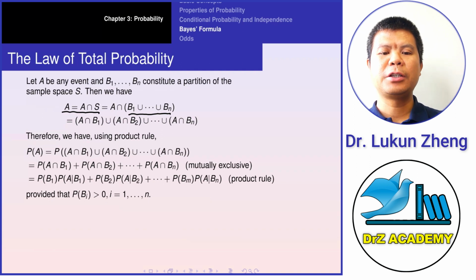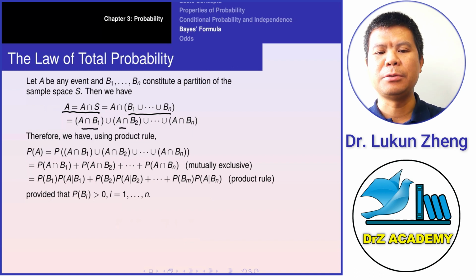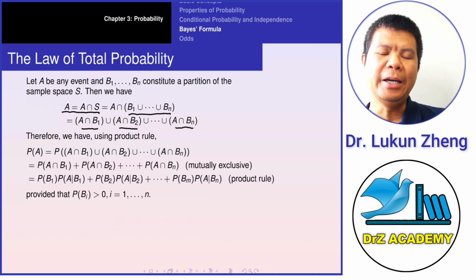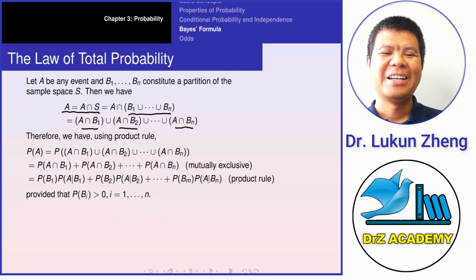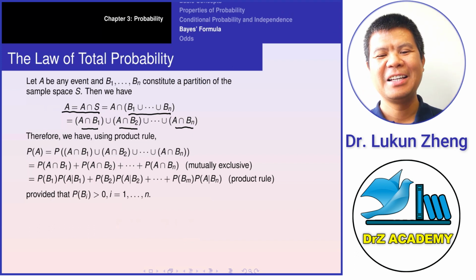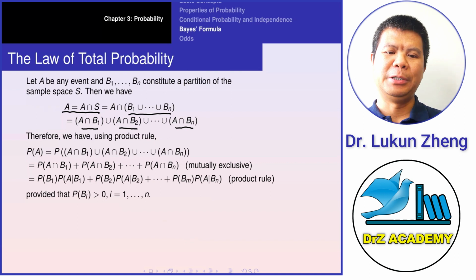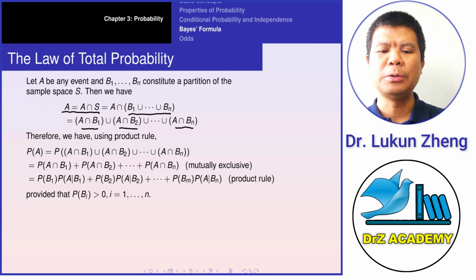Then using the distribution law, this equals A intersect B1, union A intersect B2, union ..., union A intersect Bn. Therefore A is the union of these parts, and so P of A is simply the probability of these unions.